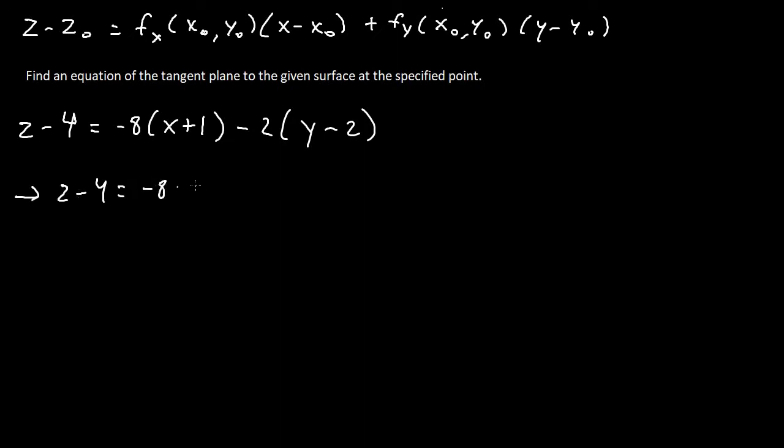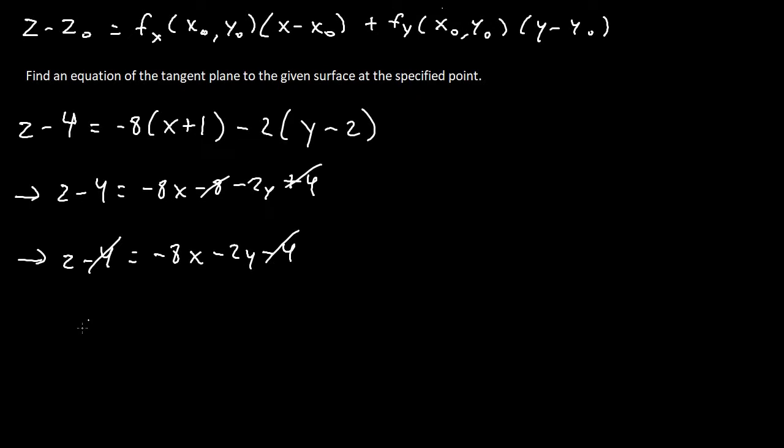So if we go ahead and simplify this, we'll get z minus 4 equals, now I can distribute, so negative 8x minus 8 minus 2y plus 4. Now negative 8 plus 4 is negative 4, so we get z minus 4 equals negative 8x minus 2y minus 4. If I go ahead and add the 4 to the other side, they'll cancel. So the equation of the plane is z equals negative 8x minus 2y.